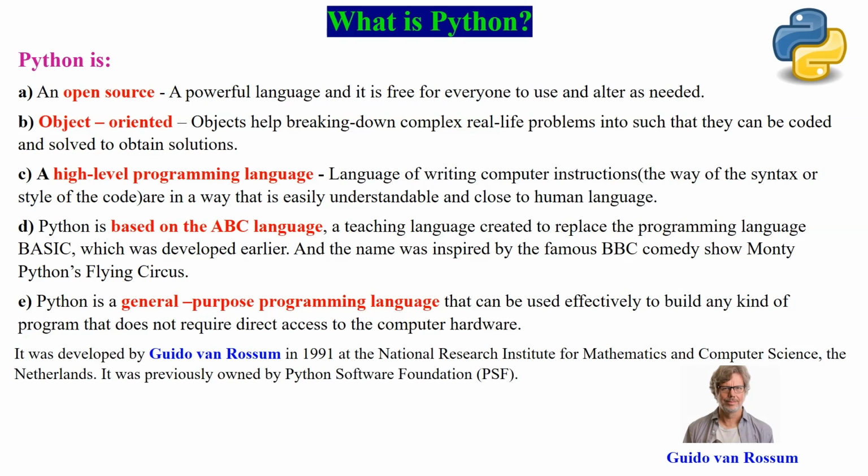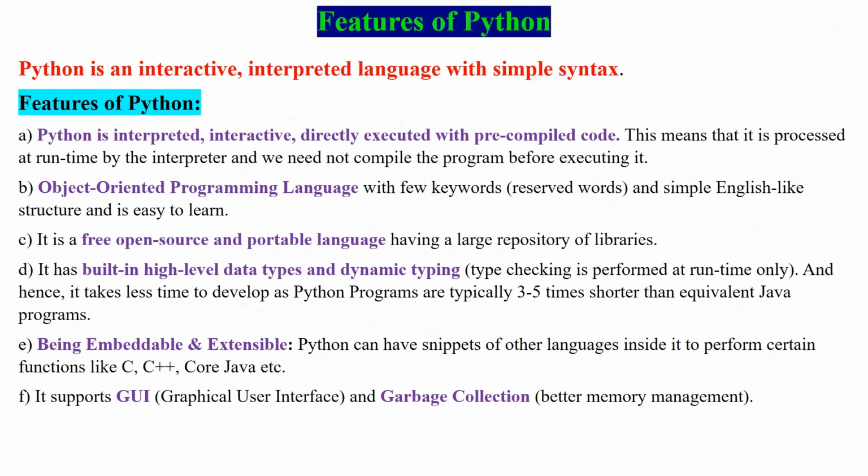Python is a general-purpose programming language that can be used effectively to build any kind of program that does not require direct access to the computer hardware. Python was developed by Guido van Rossum in 1991 at the National Research Institute for Mathematics and Computer Science, the Netherlands. It is now owned by the Python Software Foundation, PSF. Python is an interactive, interpreted language with simple syntax. It has become increasingly popular because of its salient features, which are listed below.